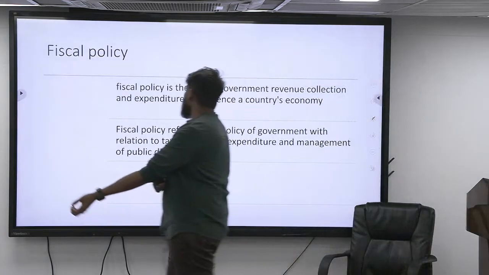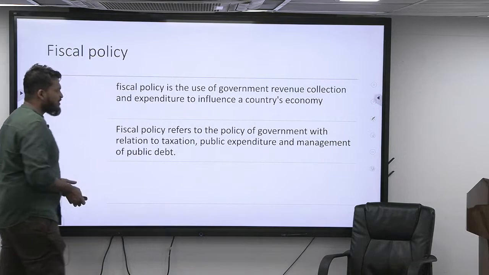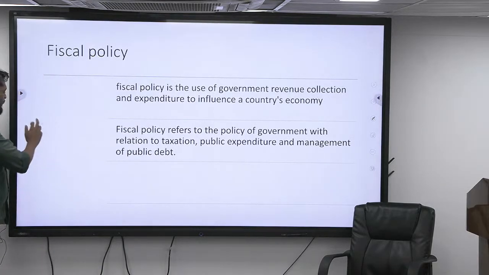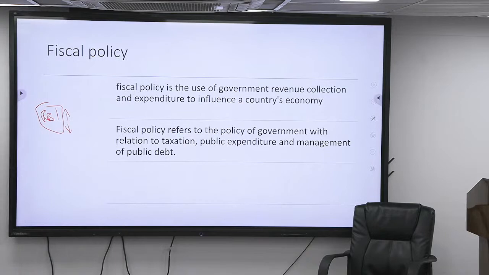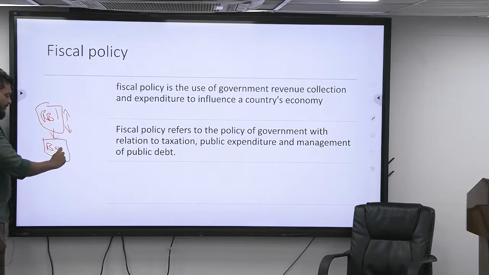Fiscal policy is the use of government revenue collection and expenditure to influence a country's economy. Earlier, in monetary policy, we saw RBI is present. What RBI is trying to do is reduce and increase interest rates. By reducing and increasing interest rates, it is affecting banks. That means banks are reducing and increasing interest rates.